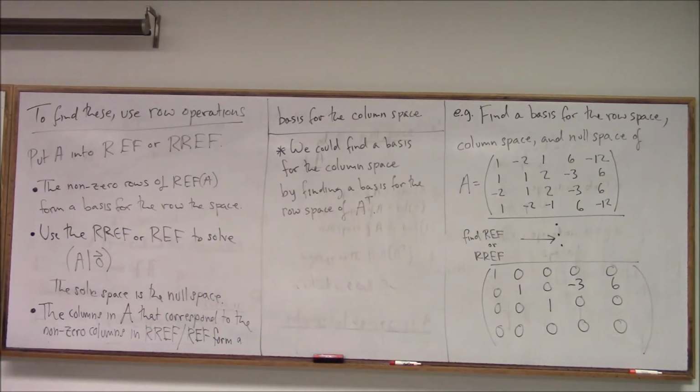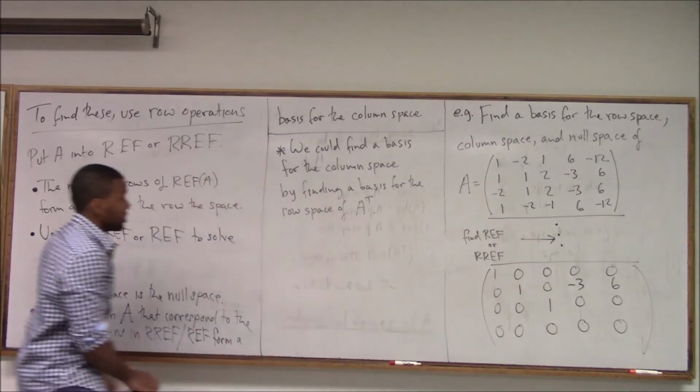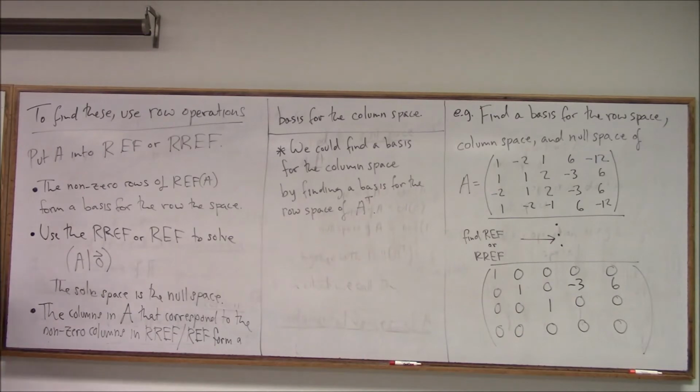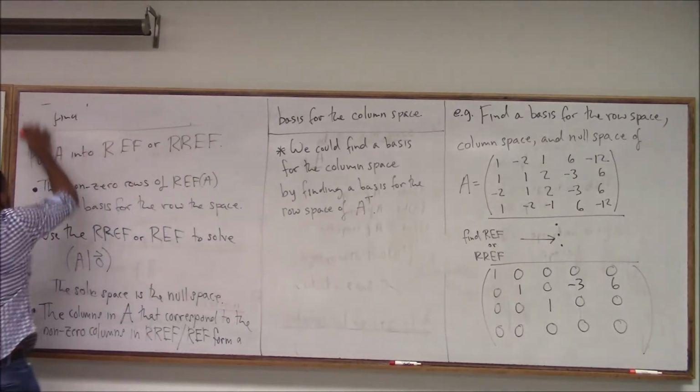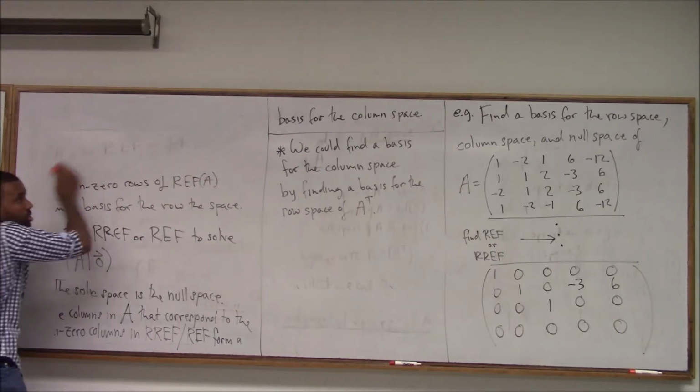Now assume you can get to that form. Now tell me the answers to the question. So I can give you a matrix and I can ask you, find a basis for the row space, the column space, the null space.